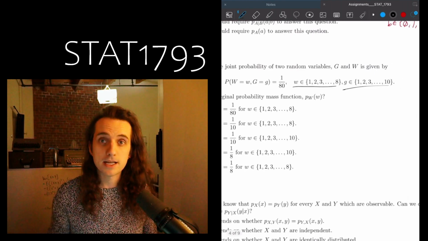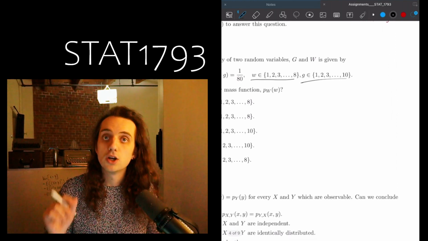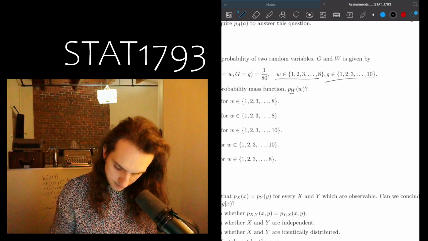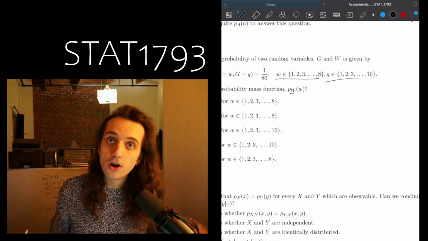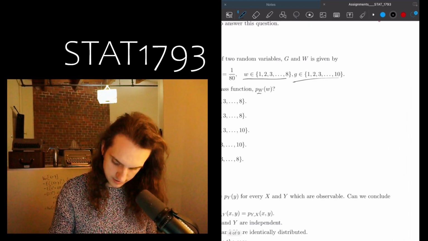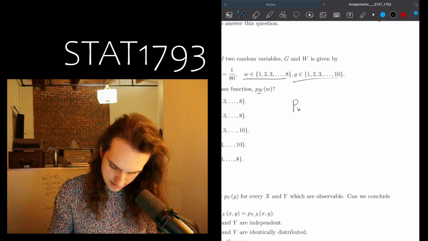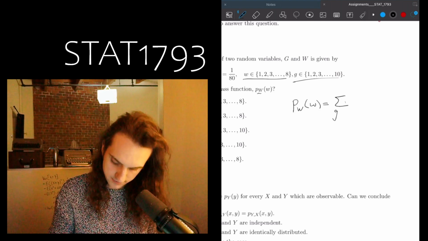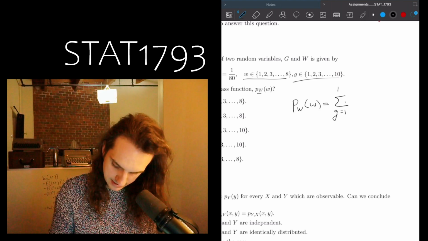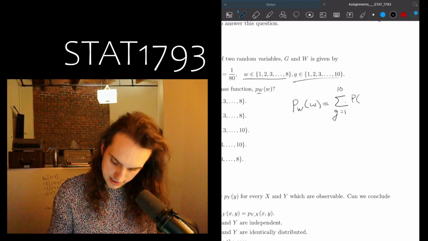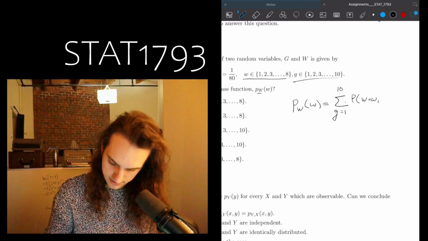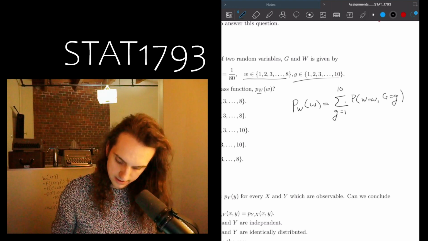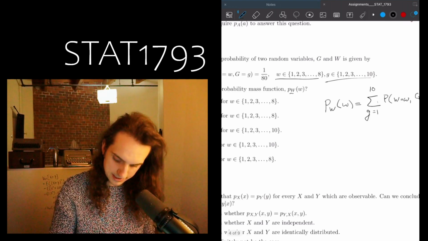Anytime we want the marginal probability mass function, we want to use the process of marginalization, right? So we want to have w here. What that means is we want to sum over all of the possible values for g, right? So the probability mass function of w is going to be the summation over all possible values of g, from 1 to 10, of the joint probability that w equals little w and g is equal to the g term, right? And so we're going to plug in g equals 1 through 10 into this function.